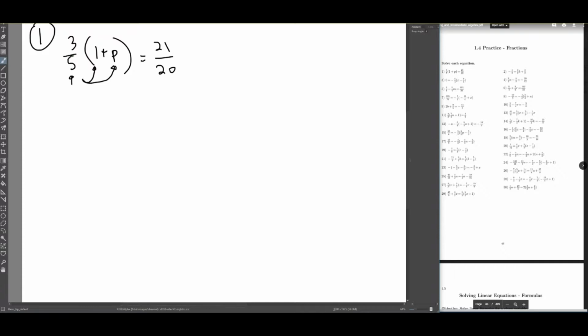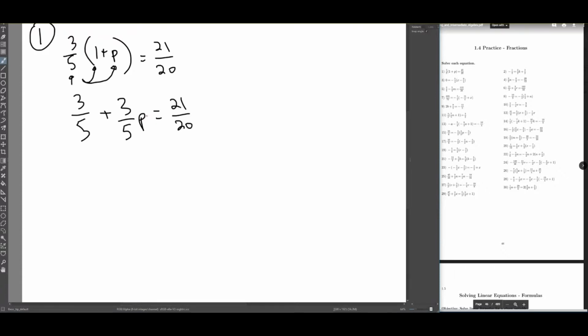So what we're going to do is multiply this by this and then by this. Anything multiplied by 1 is the thing you started with. So 3 over 5 times 1 equals 3 over 5. 3 over 5 times p equals plus 3 over 5p. And that equals 21 over 20.